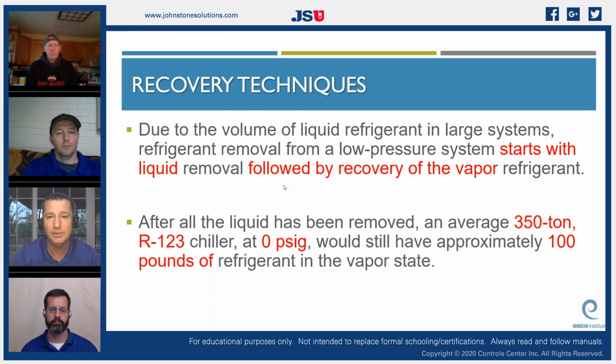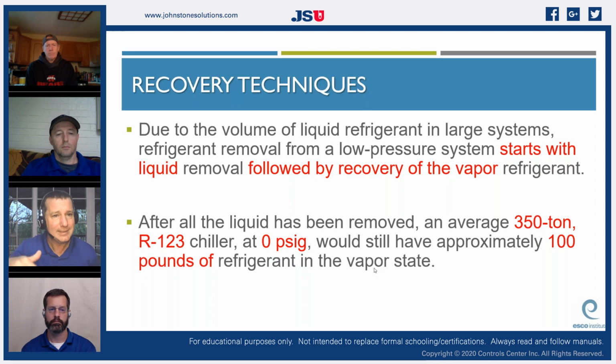So due to the volume of liquid refrigerant in these large systems, refrigerant removal from a low pressure system starts with liquid removal, followed by recovery of the vapor. So we're going to try to pull that out of there pretty quickly. After all the liquid has been removed, an average 350-ton R123 chiller, so R123 is a hydrochlorofluorocarbon.